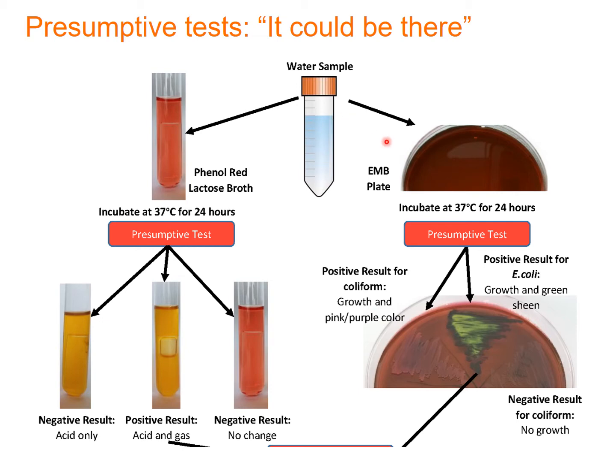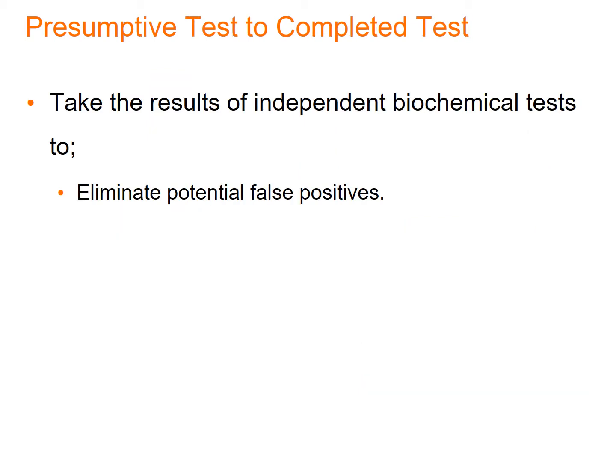Do the same thing on the EMB plate. Some may or may not turn green, which would give us evidence that E. coli could be present, but doesn't rule out the possibility that other bacteria are also there. Both the phenol red lactose broth tube and the EMB tests gave us the presumption that one of these samples could contain E. coli. We're going to move now from the presumptive test to the completed test, in which we're going to take the results of those 2 independent biochemical tests and use them together to eliminate potential false positives, right? Because we don't want to be testing water samples that don't have E. coli, because it's time-consuming and it can be very costly.